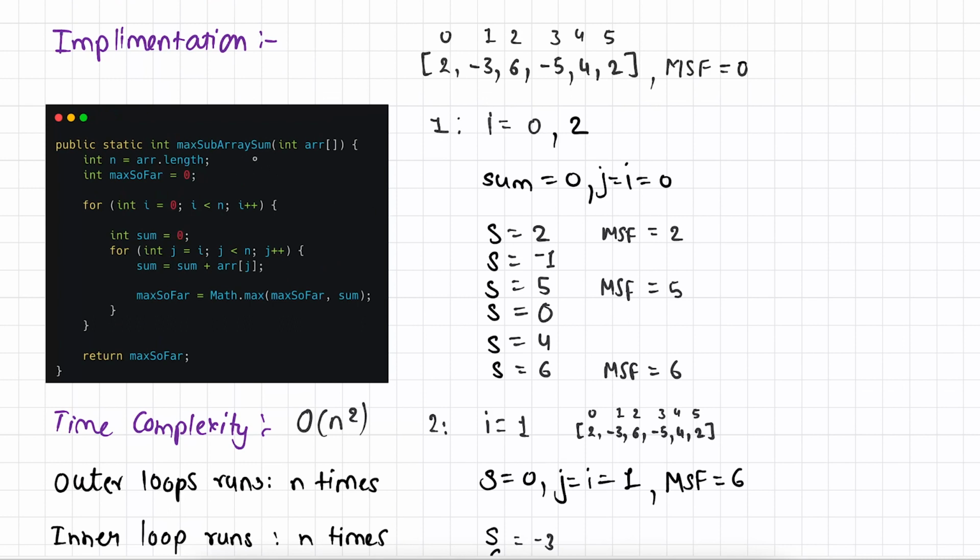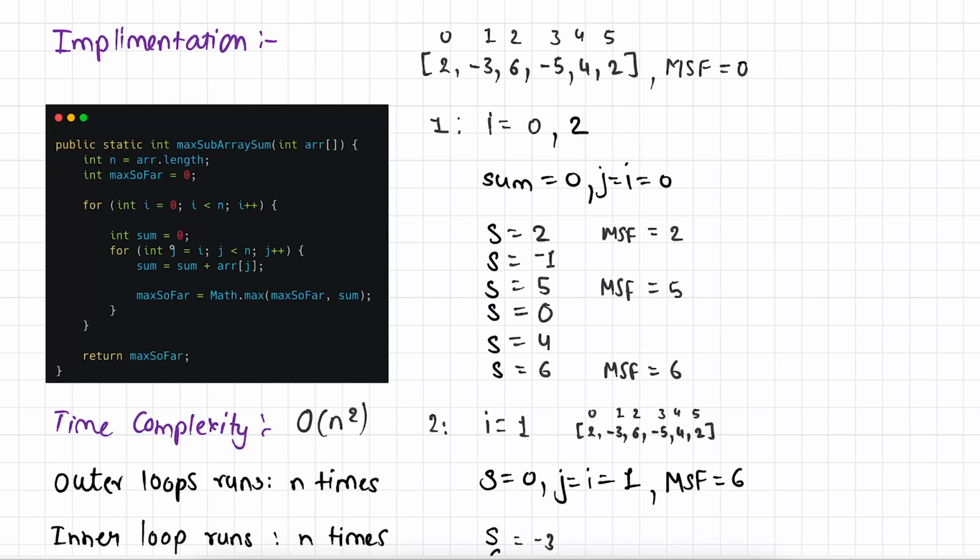Here we have a function maximum subarray sum. This function is taking an array as input. In the first statement we are getting the length of the array, and in the next statement we are initializing the maximum so far variable to 0, and our loop begins. We are running the loop from 0 to less than n.